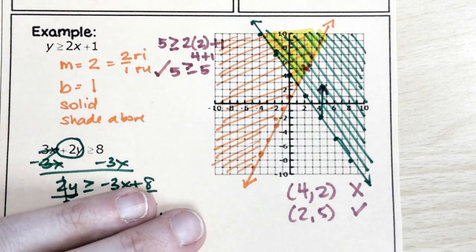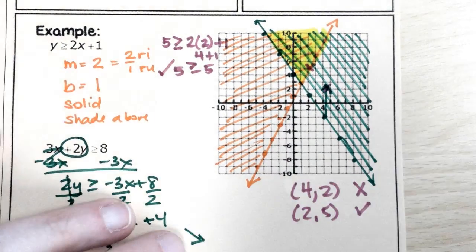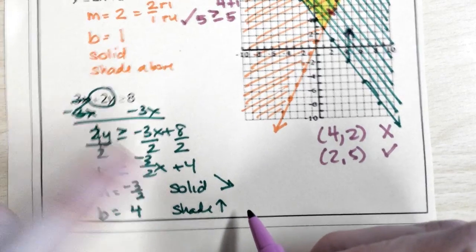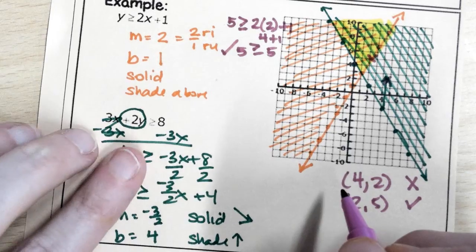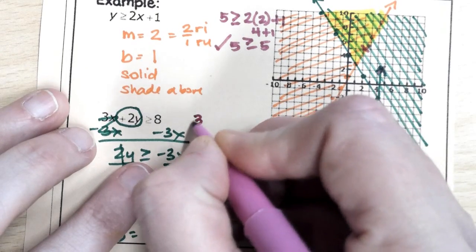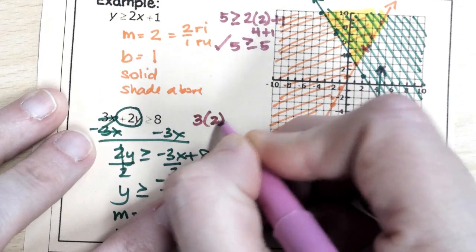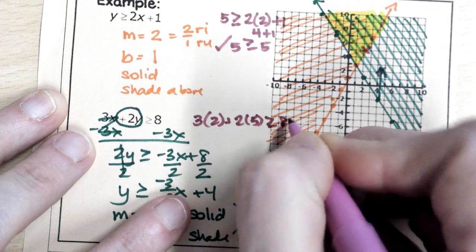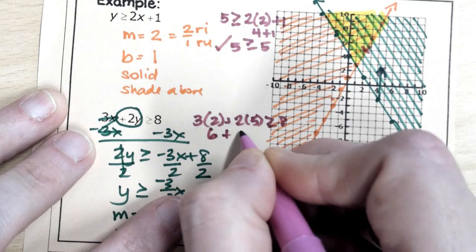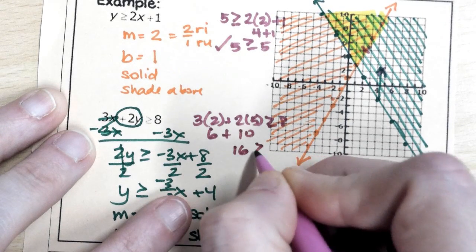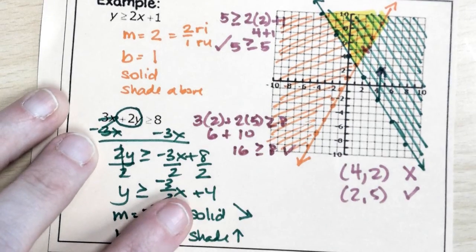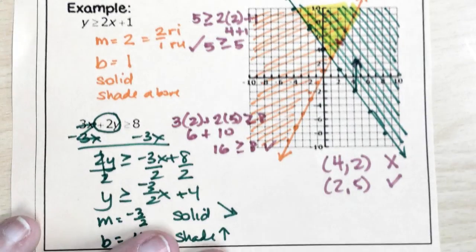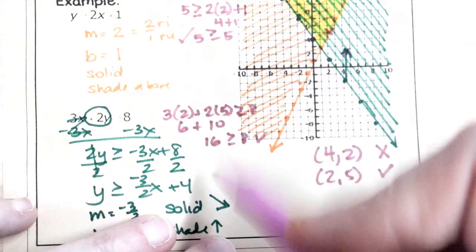But in order for it to be a solution to our system, it has to be true for both. So let's look at this one down here. And I'm not going to use what I transformed. I'm going to use the original just in case I made a mistake. So 3 times x, which is 2, plus 2 times y, which is 5, should be greater than or equal to 8. Well, 3 times 2 is 6. 2 plus 5 is 10. 16. It's definitely greater than or equal to 8. So I proved it by looking at the double shaded area, and by substitution.